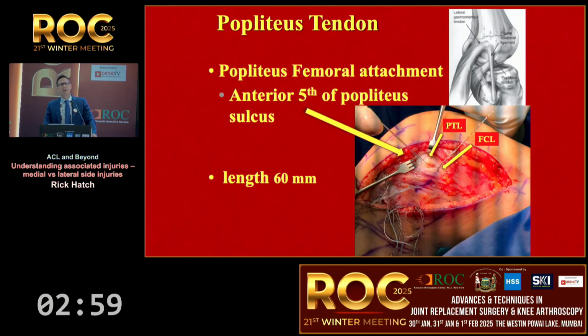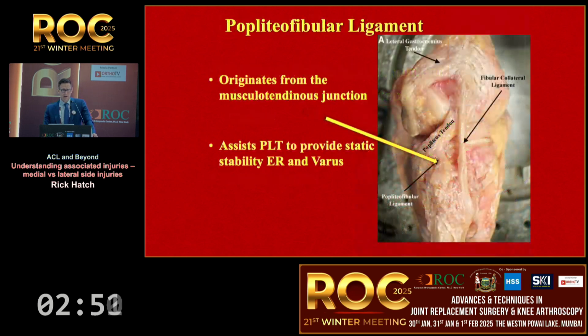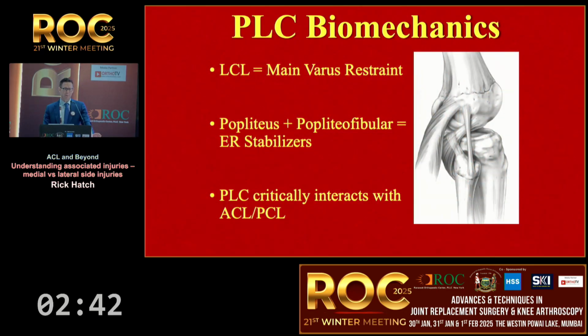And if we want to identify the popliteus tendon, the popliteus sulcus is a great landmark intraoperatively because it's in the anterior fifth of the popliteus sulcus. The popliteus is a static stabilizer to external rotation and varus. Really the popliteal fibular ligament and the popliteus are the stabilizers to external rotation, but the LCL is the main resistance to varus. But these work critically with the ACL and the PCL to give these interactions.